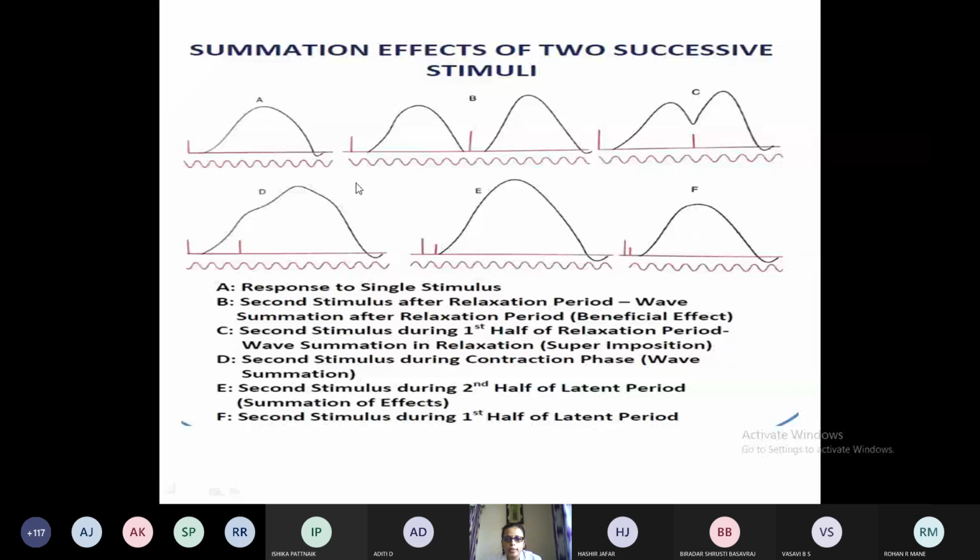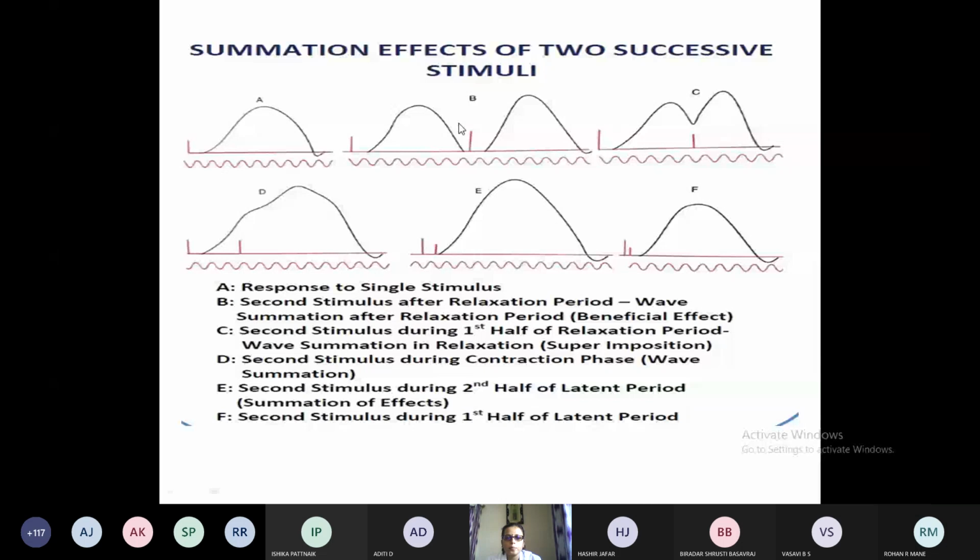Here is how to read this graph. Here different points have been shown from point A to point F. So point A is nothing but a simple muscle twitch, which shows the point of stimulus, the latent period, upstroke, downstroke, and the physiological curve like contraction period and relaxation period. It is nothing but a simple twitch with a single stimulus of threshold strength.